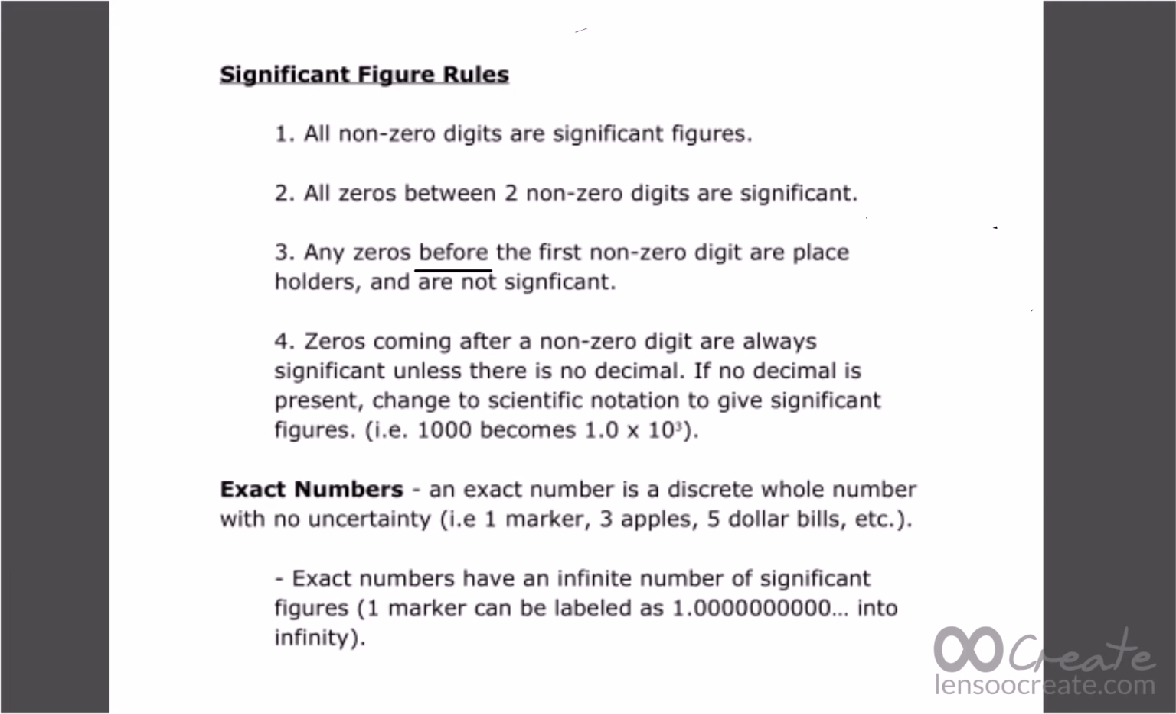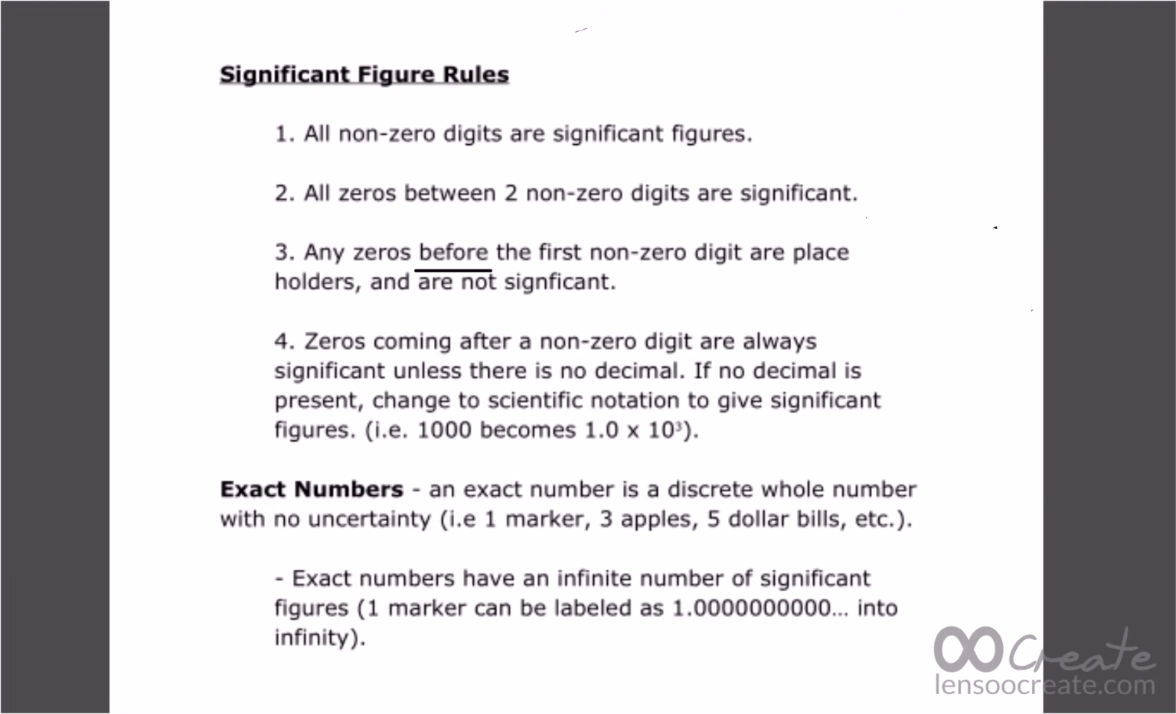So how about zeros that are coming after a non-zero digit? We certainly have situations where we get the number 1,000. All those zeros after the 1 are after a non-zero digit. So if you look at Rule 4, zeros coming after a non-zero digit are always significant unless there is no decimal. That's what's really going to differentiate it here. If there is no decimal, then we usually change it to scientific notation to give significant figures. So we're not sure. I'll give an example of that on the next page here.